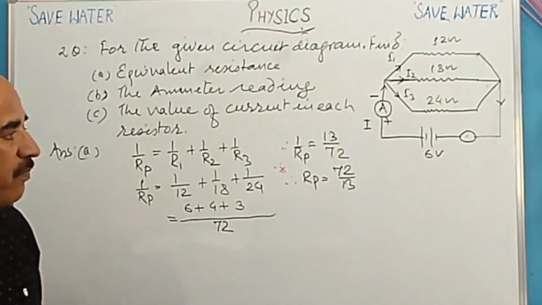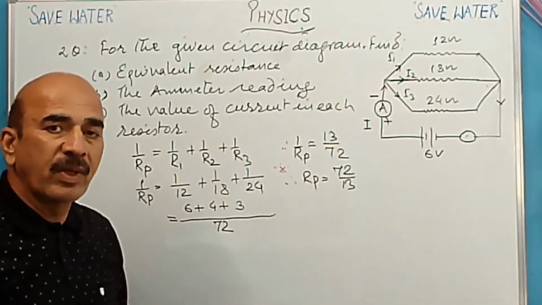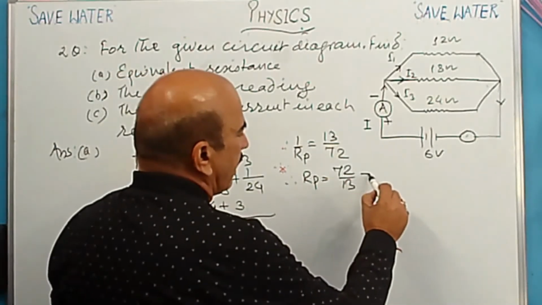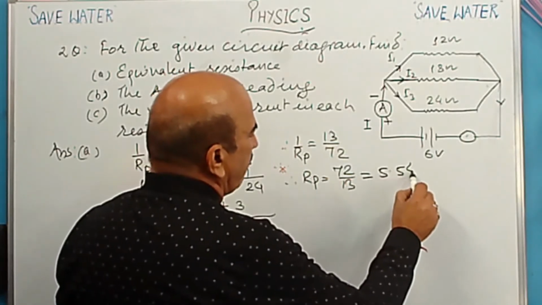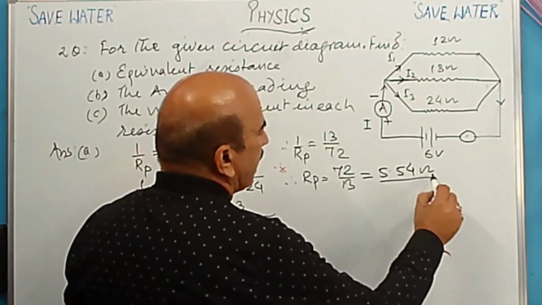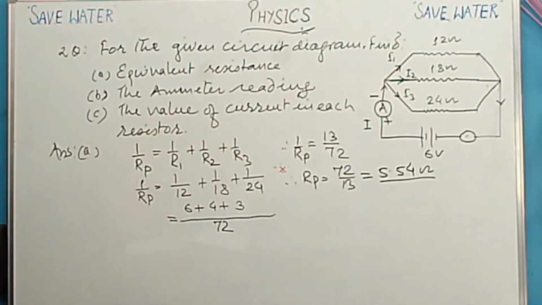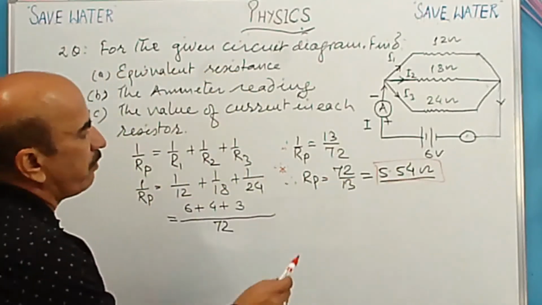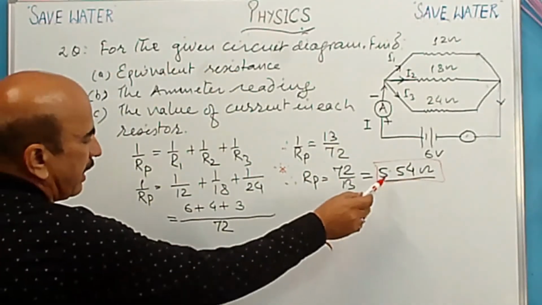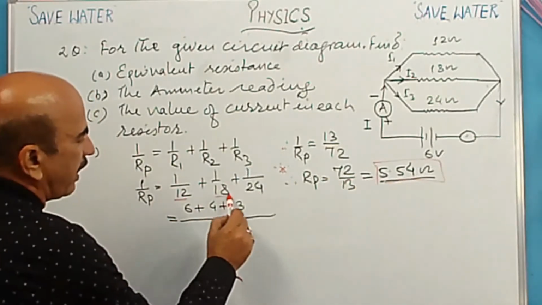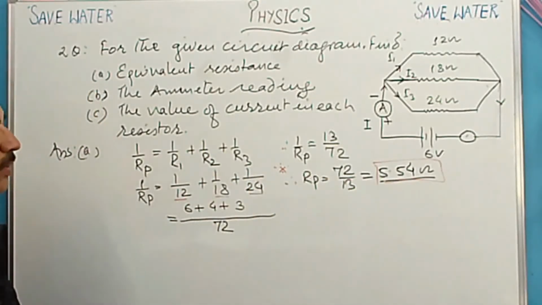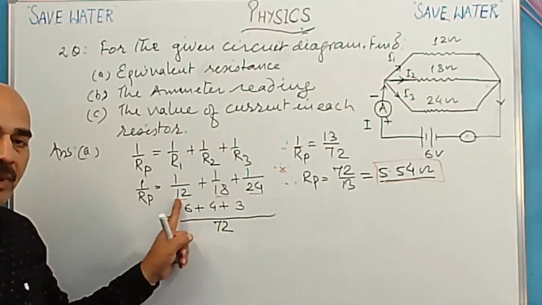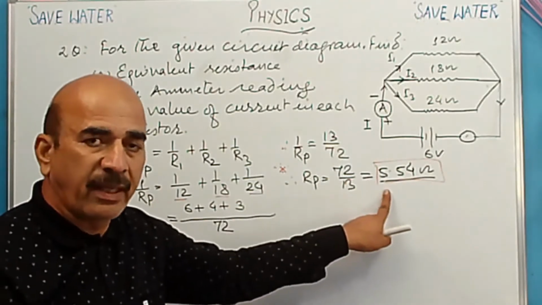Okay, so now we shall find out the value of 72 upon 13. What is the value? Just find out. Hurry up. So when we solve it, what do we get here? हमारा आंसर आता है 5.54 ओम. ये हमारा इक्विवेलेंट रेजिस्टेंस आया. So 5.54, you can see it is smaller than 12, it is smaller than 18 and it is smaller than 24 also. Okay, so this means it is smaller than the smallest resistor, here it is 12 ohm. Okay, so this means it is correct.